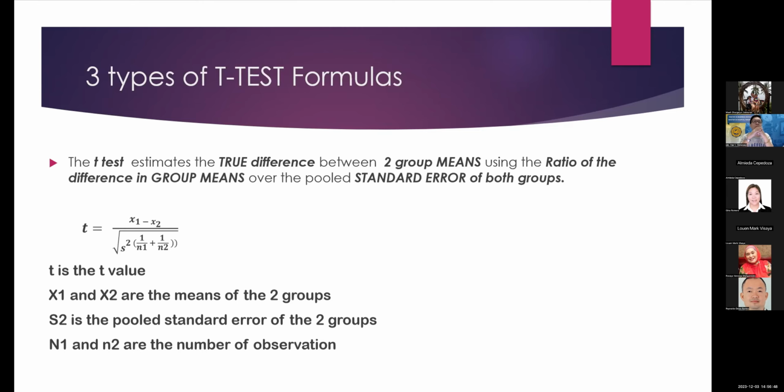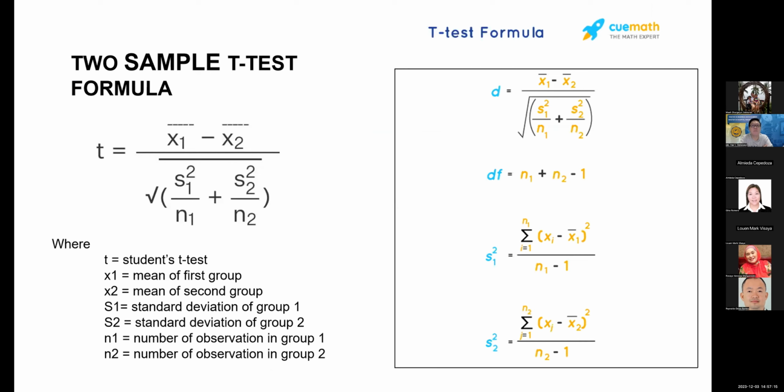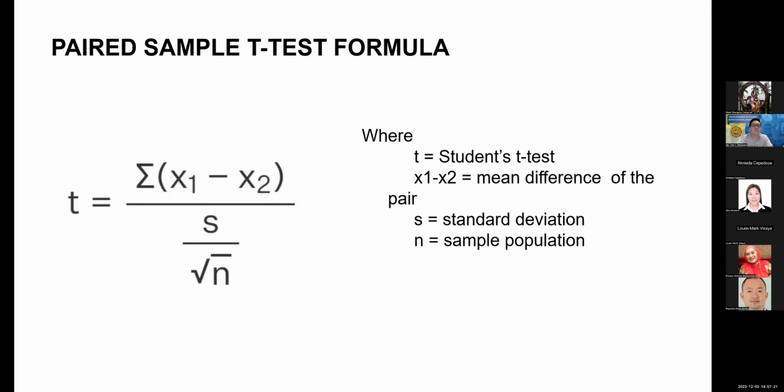So the three types of t-test have three types of formulas. The t-test estimates the true difference between two group means using the ratio of the difference in group means over the full standard error of both groups. So ito yung isang formula where t is the t-value, x1 and x2 are the means of the two groups, s is the full standard error of the two groups, and n1 and n2 are the number of observations. So ito yung two sample t-test formula. And this one is the paired sample t-test formula. So yung example ko po dito, ito yung ginamit ko.